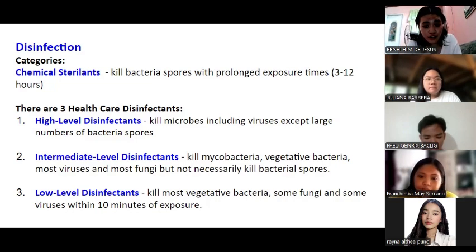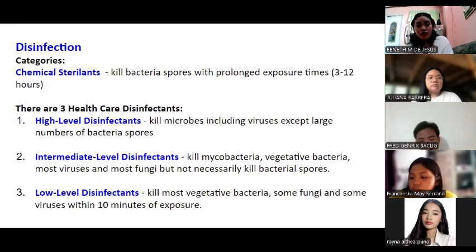So for the low level disinfection, it kills most vegetative bacteria, some fungi, and some viruses within 10 minutes of exposure. So these are used to disinfect non-critical items that come in contact with skin. This includes shared patient care devices katulad ng mga thermometer, yung BP, yung cuff doon. Kasi pwede, di ba, gagamitin natin sa pasyente na ito, tas hindi natin lilinisin, mahahawa siya kung may sakit man sa balat yung unang pinagamitan natin, di ba?